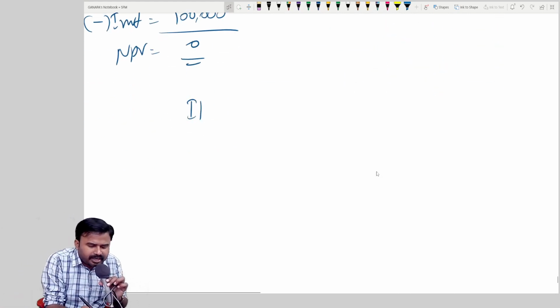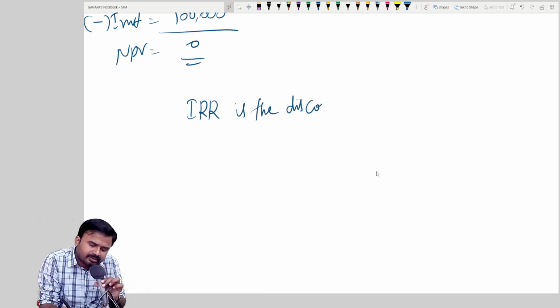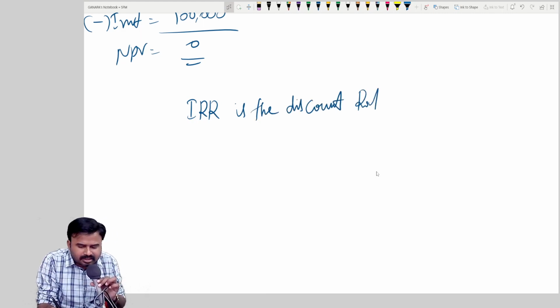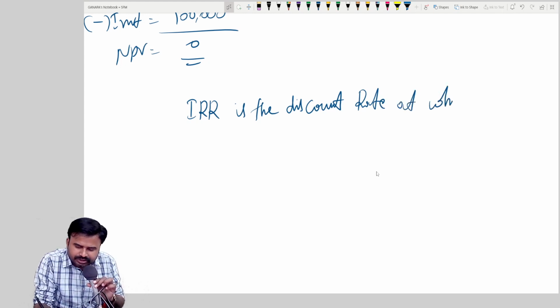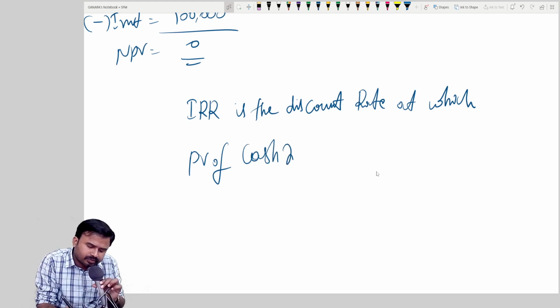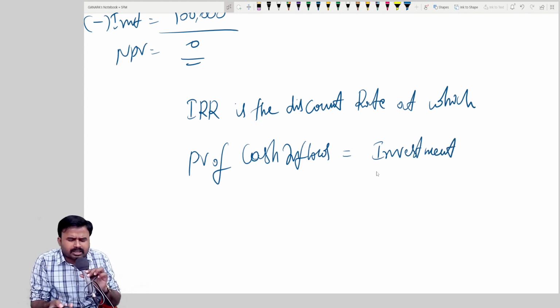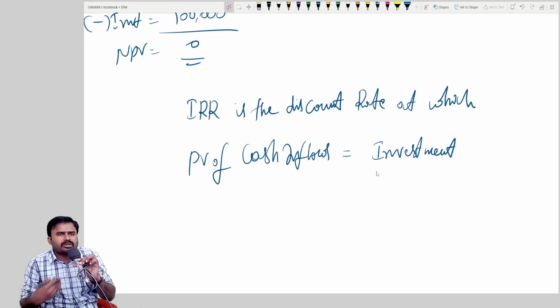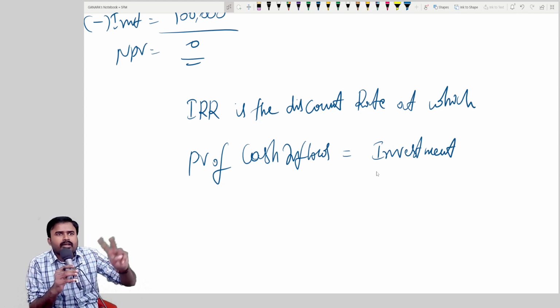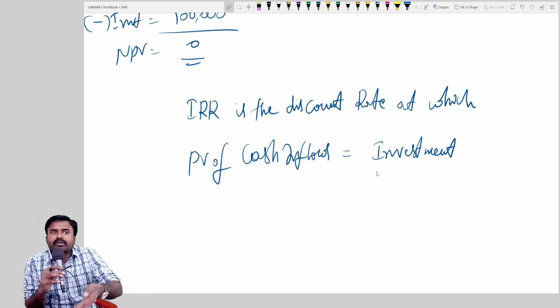Then that means IRR is the discount rate at which present value of cash inflows should be equal to my investment. The biggest question is, why is the present value of cash inflows equal to investment? Because I know that the future cash inflows are loaded with two components. One is investment, another one is IRR. If I remove such IRR through discounting, definitely the present value of cash inflows should be equal to my investment.